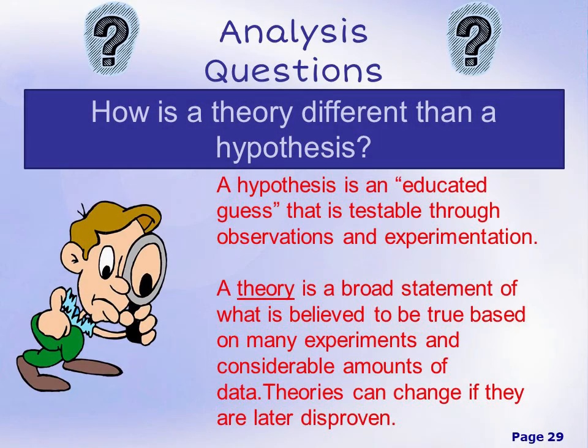Well, how is a theory different than a hypothesis? A hypothesis is an educated guess that is testable through observations and experimentation. A theory, on the other hand, is a broad statement of what is believed to be true based on many experiments and considerable amounts of data. Theories can change if they are later disproven. So, once again, a hypothesis is an educated guess, while a theory is believed to be true based on tests.